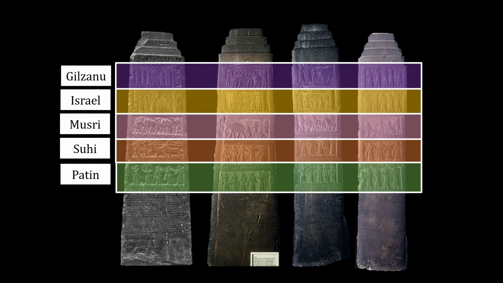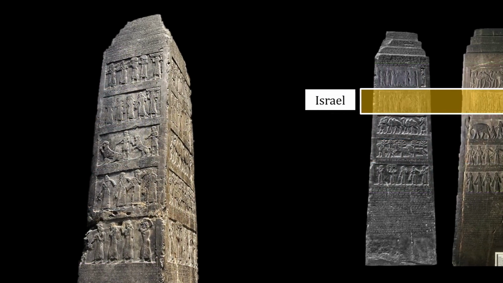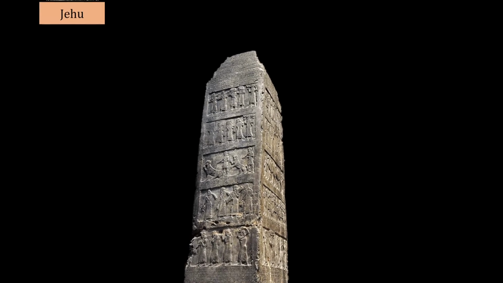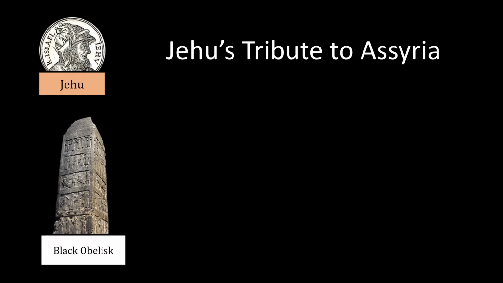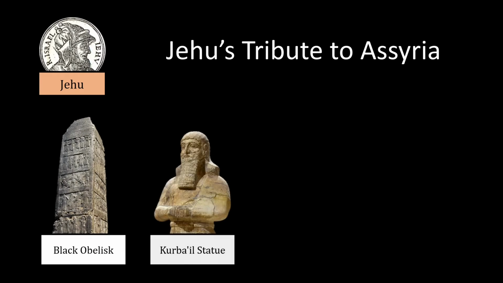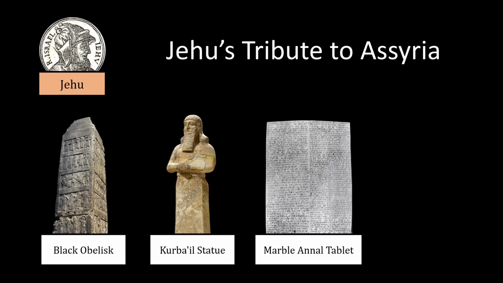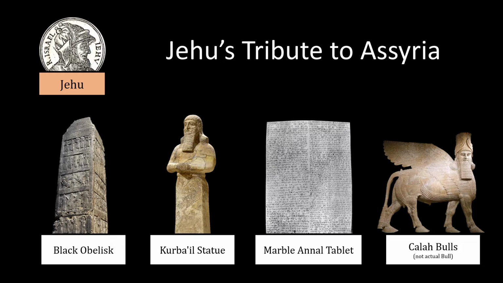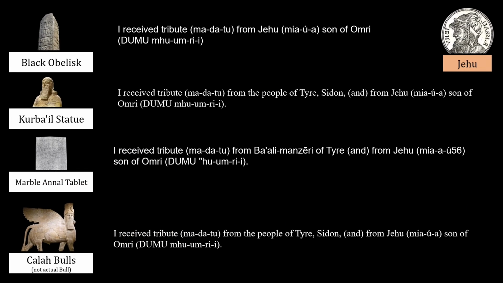giving primarily gold. Okay, there's another thing that makes Israel's tribute really fascinating, and it isn't just the size of it, but it's the fact that Israel's tribute isn't just recorded on the Black Obelisk. Jehu's tribute to Assyria is recorded on 3 other Assyrian monuments. So not just the Black Obelisk, but also the Kubali statue of Shalmaneser III, and also the marble annal tablets, and also the Kala bulls. Thus, we have 4 sources for Jehu's tribute to Assyria, which is amazing. Feel free to pause the video now to read each of these inscriptions for yourself.